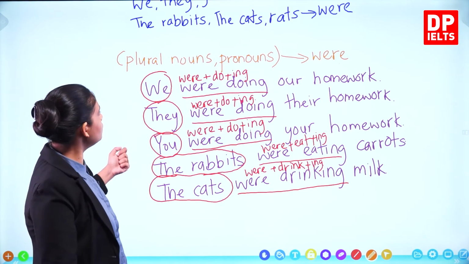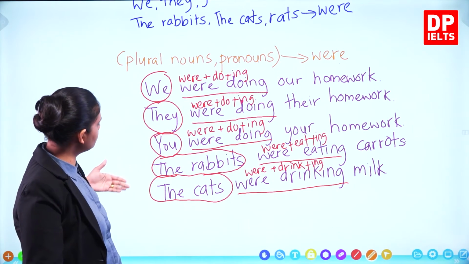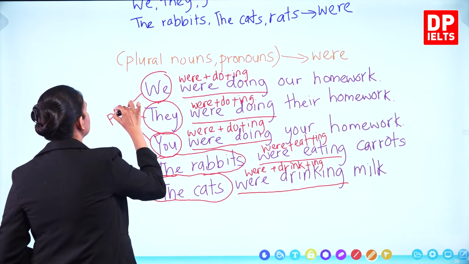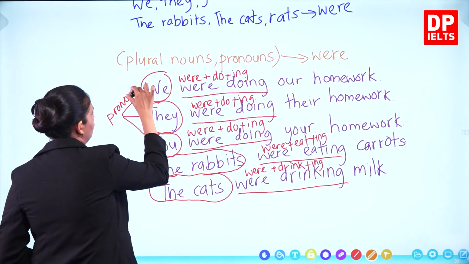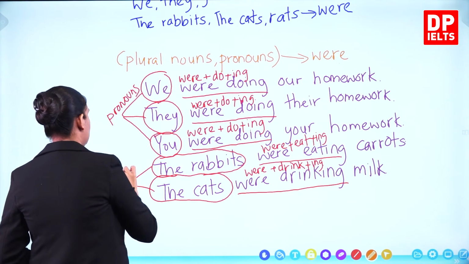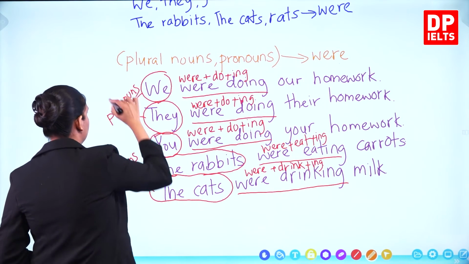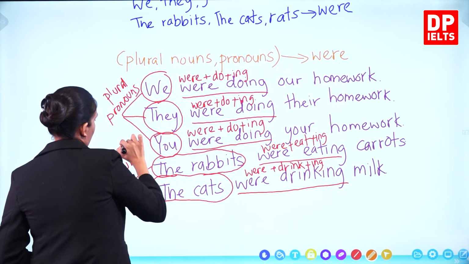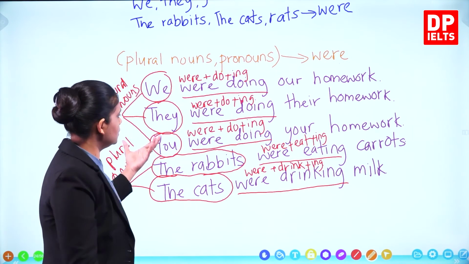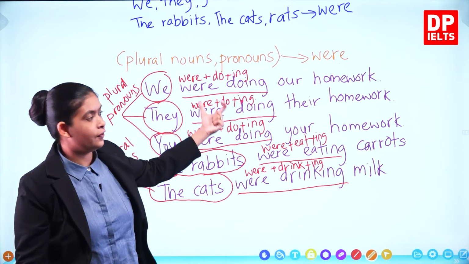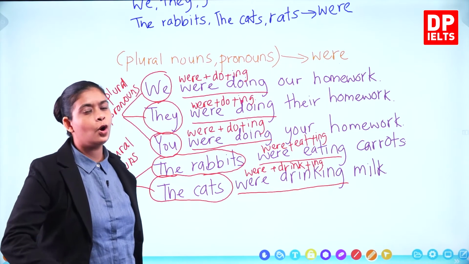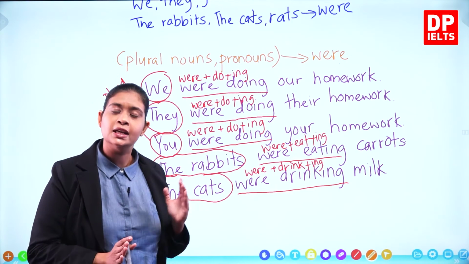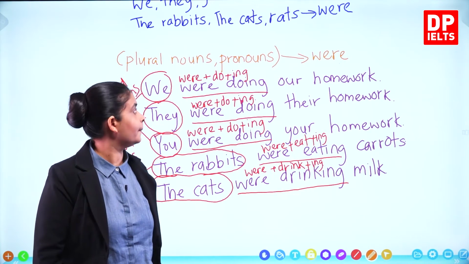So with plural pronouns, so these three are pronouns, or with plural nouns, both of these must be plural, we then use the were plus the verb plus the ing form, if you are going to write the sentence in the past continuous tense.